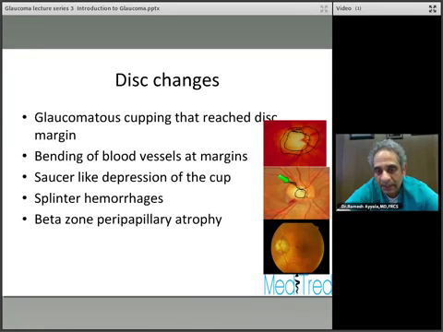And of course, you have this disc hemorrhage or the splinter hemorrhage, which also goes in favor of glaucoma. Saucer-like depression of the cup, which is more likely to occur in normal tension glaucoma. Splinter hemorrhages, like I just pointed out, and beta zone peripapillary atrophy that we talked about in one of the previous lectures. Okay.